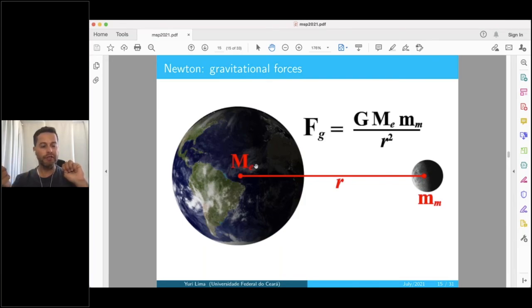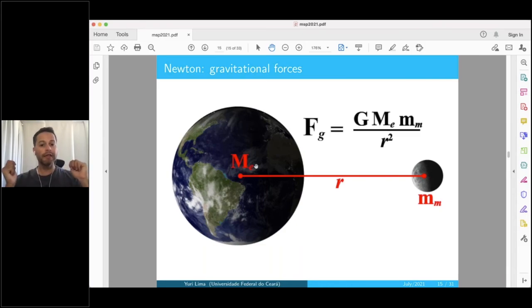So the more forces we have, the more complicated it is to understand what is the final force that acts on our planet. So the harder it is for us to understand what is the direction of the movement and the acceleration that our planet has.